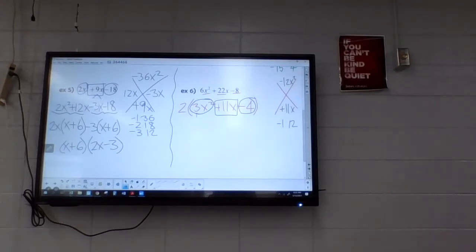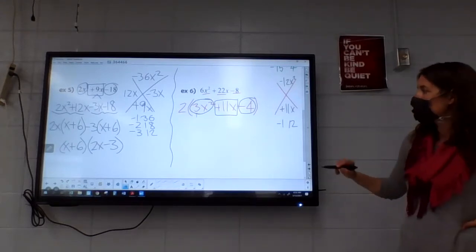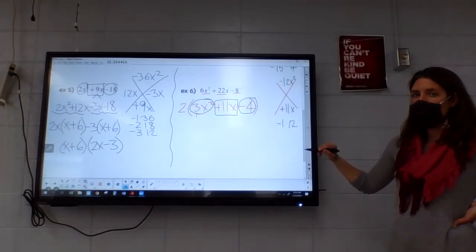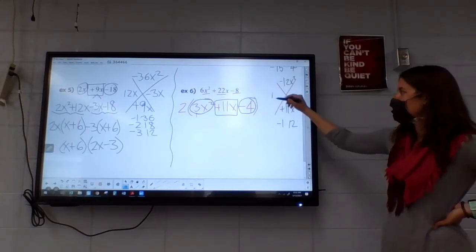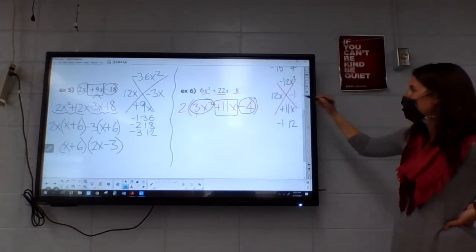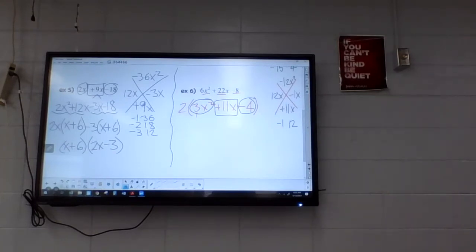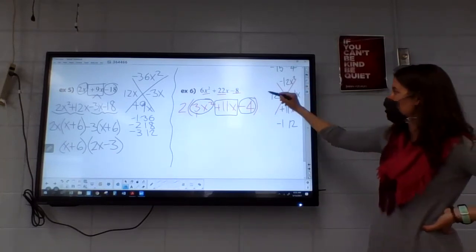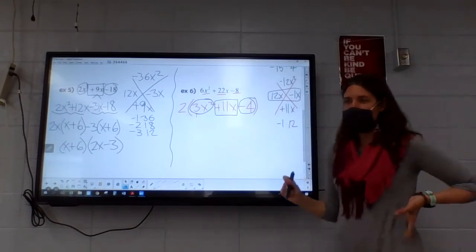So that is it. Preference, 12 or 1 first? 12. See, knew you'd have a preference. So we're going to do 12x minus 1x gives us 11. So that's going to replace the 11 in the middle.